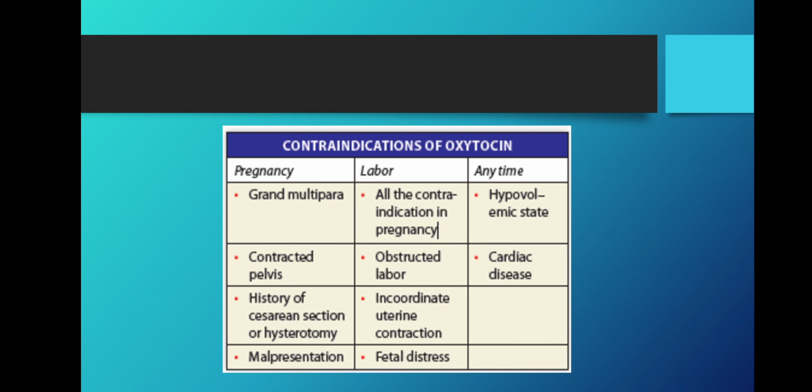Then we need to know, if there are indications, there are always contraindications of something. Okay, so what are the contraindications of oxytocin? In pregnancy: grand multipara, if there is a contracted pelvis, if there is a history of cesarean section or hysterotomy, in malpresentation. Then contraindications during labor: all the contraindications in pregnancy plus obstructed labor, incoordinate uterine contraction, fetal distress. Then contraindications at any time: if the patient is in hypovolemic state and in case if there is any cardiac disease.